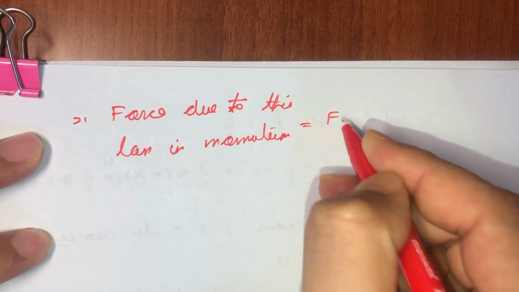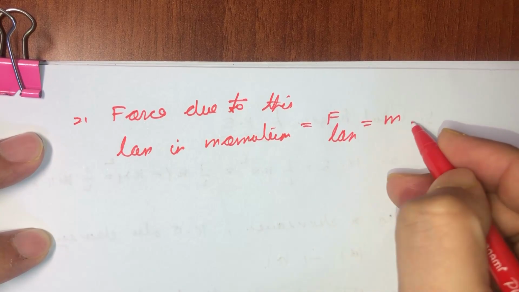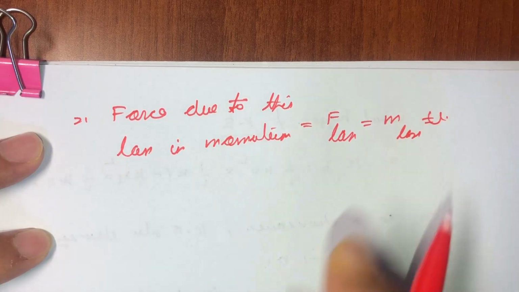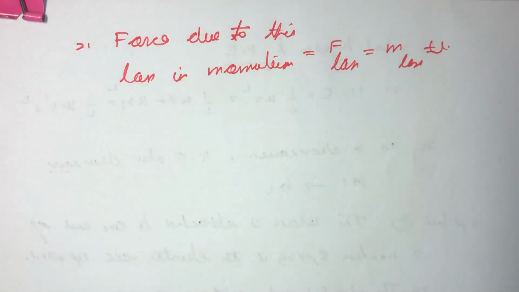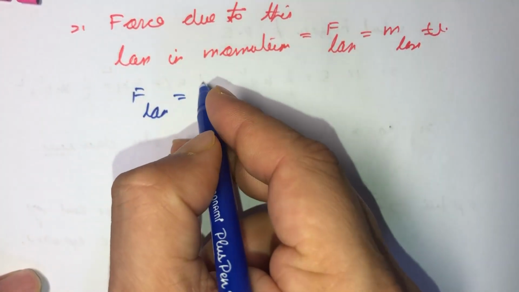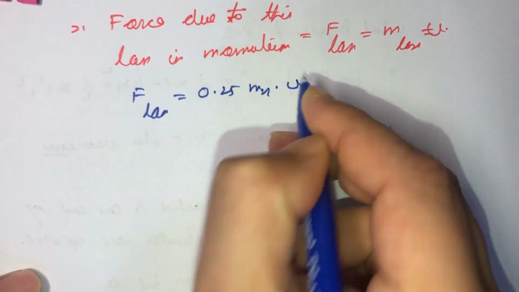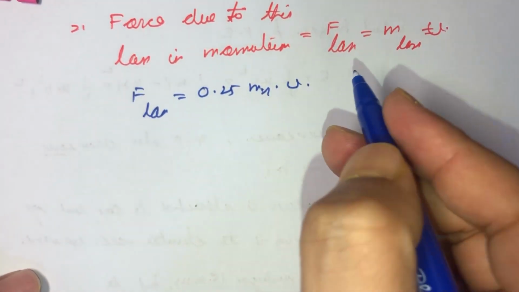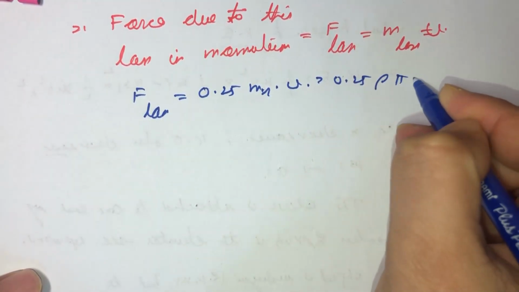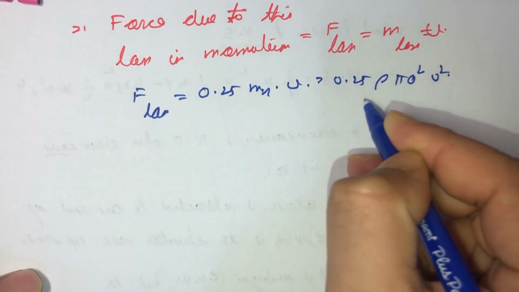let us suppose that is given as F loss, which will be equal to M loss multiplied by V. So we can write that our F loss will be equal to 0.25 mR multiplied by V, and mR we know is given as rho pi A square multiplied by V. V and V becomes V square.